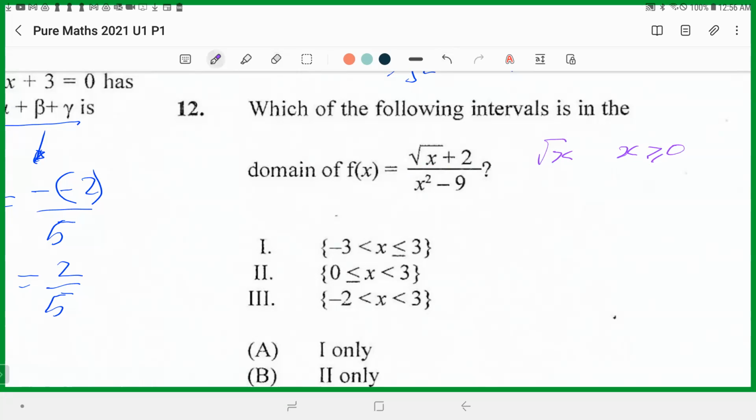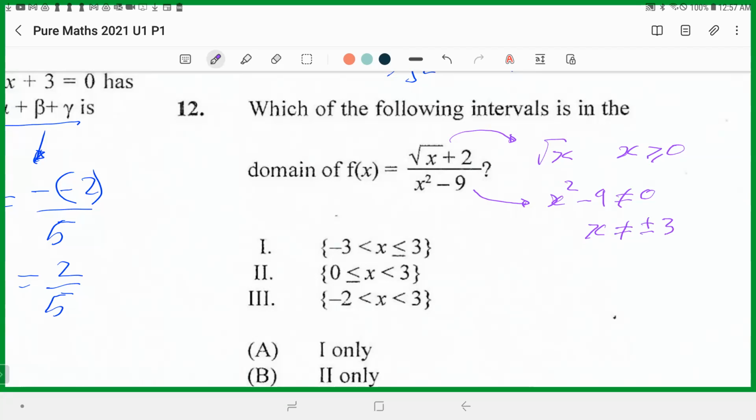And then for the denominator, yes or no? This comes from that. Then for the denominator, no, it cannot be 0. So the x squared minus 9 cannot be 0, because if it is 0, you'll be dividing by 0. What that means is that your x cannot be plus or minus 3.